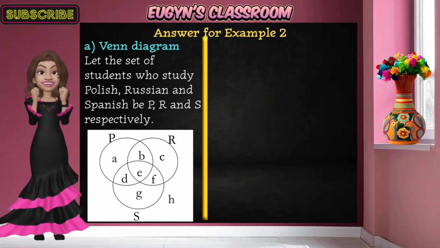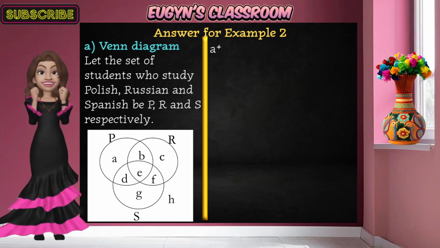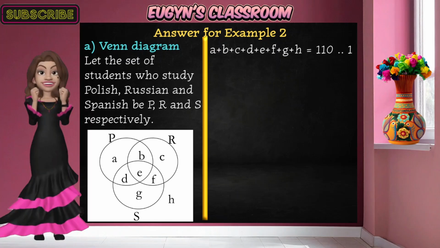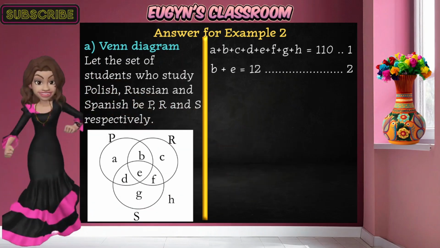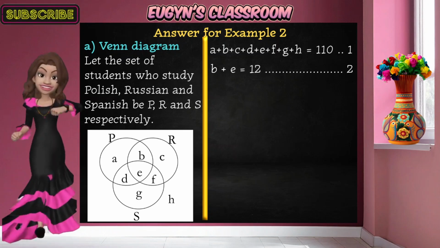We can label different parts or sections in the Venn diagram using the small letters A up to H. Then we're told that we have 110 students. Therefore, the letters A up to H will add up to 110. Next, we're told that 12 students study Polish and Russian. The intersection of circle P and R contains letters B and E, hence B plus E equals 12.